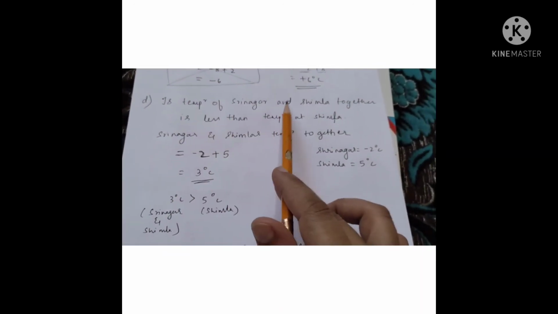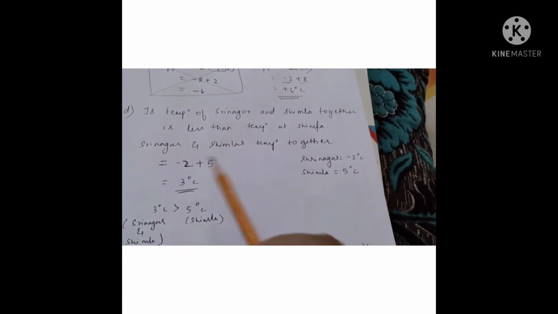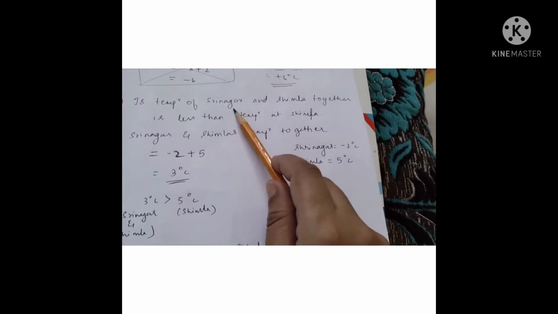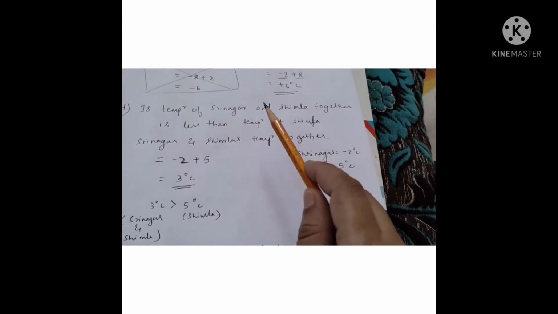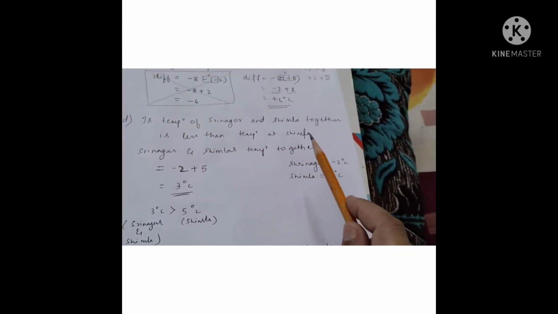Next, what is it that we have to do? Is the temperature of Srinagar and Shimla taken together less than the temperature at Shimla? Read the question again. Temperature of Srinagar and Shimla taken together. Taken together means you need to add up the temperature of Srinagar and Shimla. So when you add Srinagar and Shimla's temperature, you will get some temperature. Is that temperature less than the temperature of Shimla?